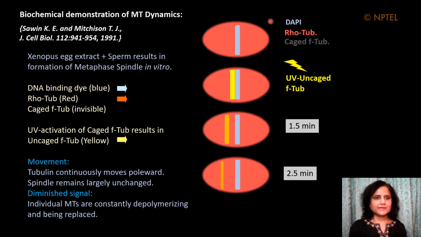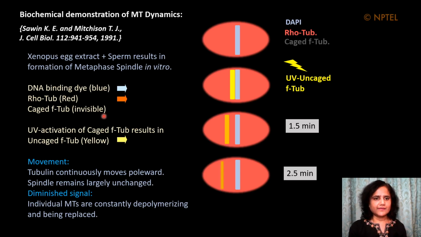So in this experiment, the DNA is being detected by a DNA binding dye, DAPI, and it gives a light blue fluorescence. And in this experiment, while taking the Xenopus egg extract and mixing it with the sperm, in this reaction, two different types of tubulin were added. These are fluorescently labeled tubulin. So one was labeled with rhodamine. So there's rhodamine tubulin which fluoresces red in color upon UV excitation, and also there was caged fluorescein tubulin.